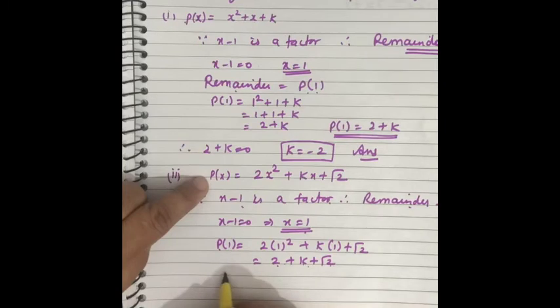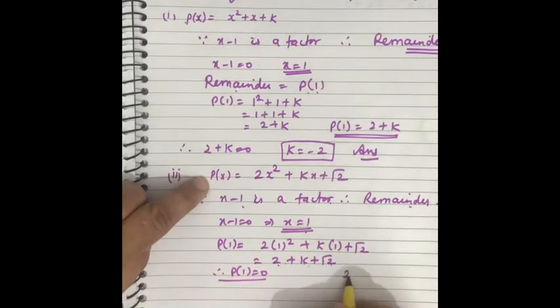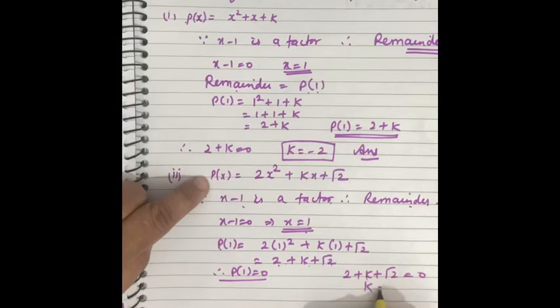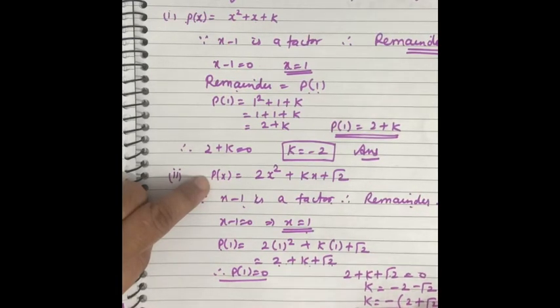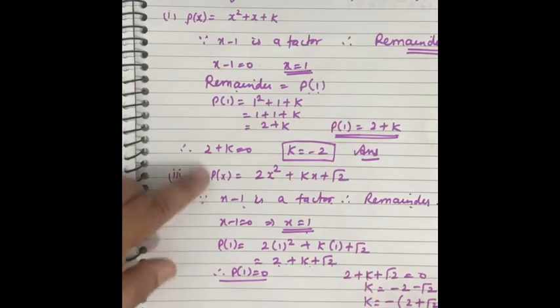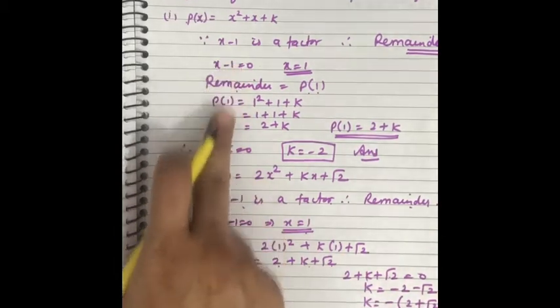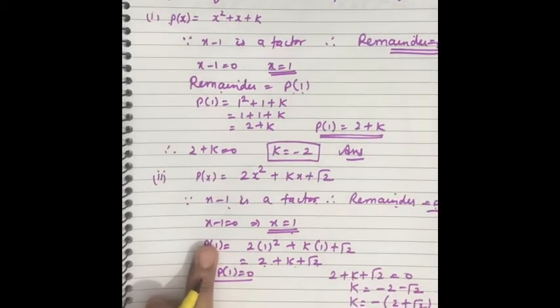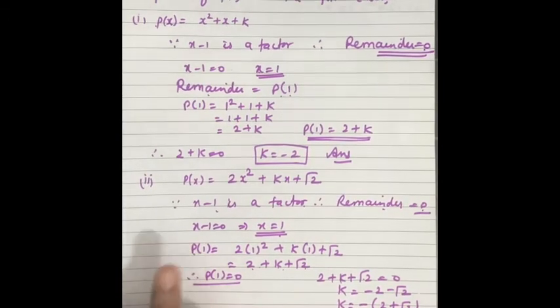So we'll write here remainder is equal to 0. Therefore P(1) is equal to 0. 2 plus k plus root 2 is equal to 0. We have to find the value of k. So k is equal to minus 2 minus root 2. We'll take here negative sign as common out, minus of 2 plus root 2. Okay. Two parts I explained and rest two will be your homework. I hope I am clear.